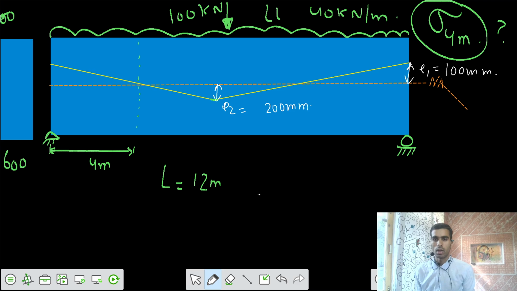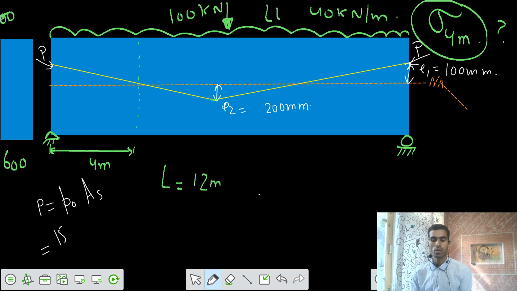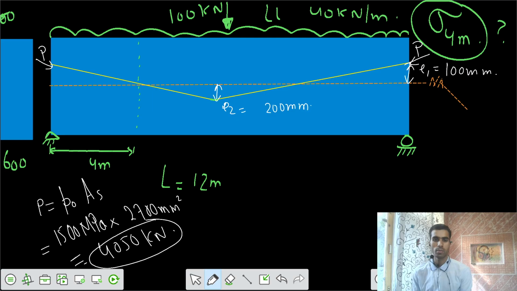And the force is applied on this beam, on this cable. P force is applied, and your P force is the prestress force, equal to P naught, the stress in the steel wires, into the area of the steel. That data we can solve directly. We have 1500 megapascal of stress in the steel wires, and the area of the steel wires is equal to 2700 millimeters square. So the overall P force developed on the concrete is equal to 4050 kilonewton.